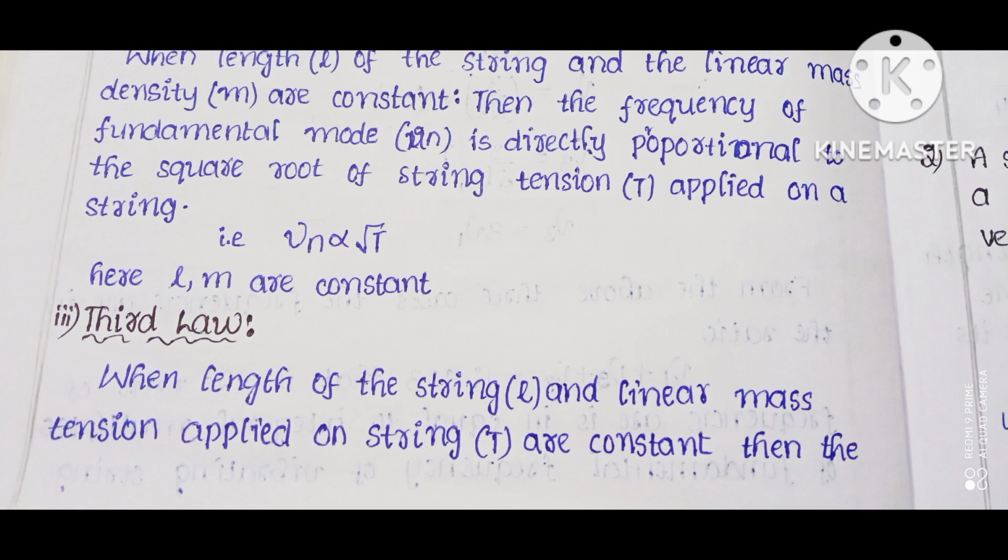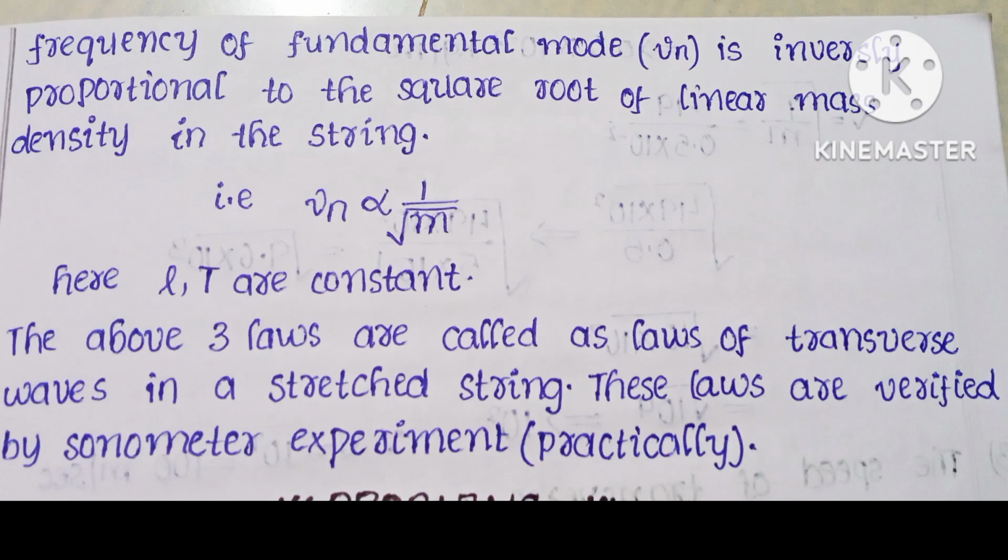Next, third law: when the length of the string L and the tension applied on the string T are constant, then the frequency of the fundamental mode Vn is inversely proportional to the square root of the linear mass density of the string. That is, Vn is directly proportional to 1 by root m. Here L and T are constant. These three laws are called the laws of transverse waves in a stretched string. These laws are verified practically by the sonometer experiment.